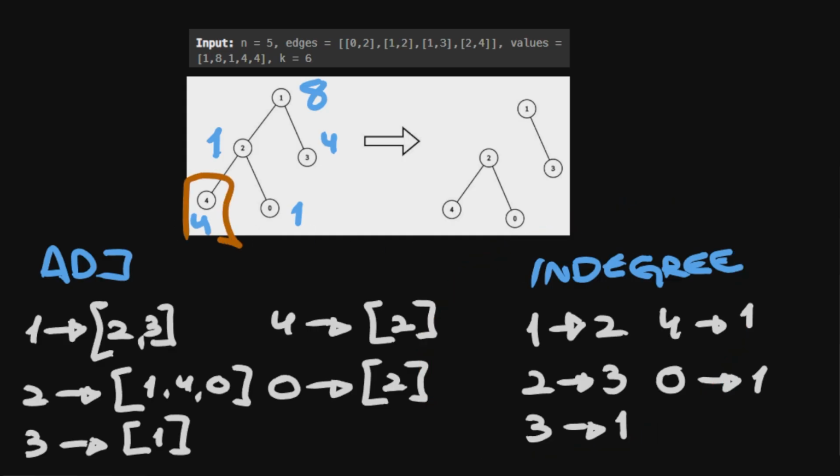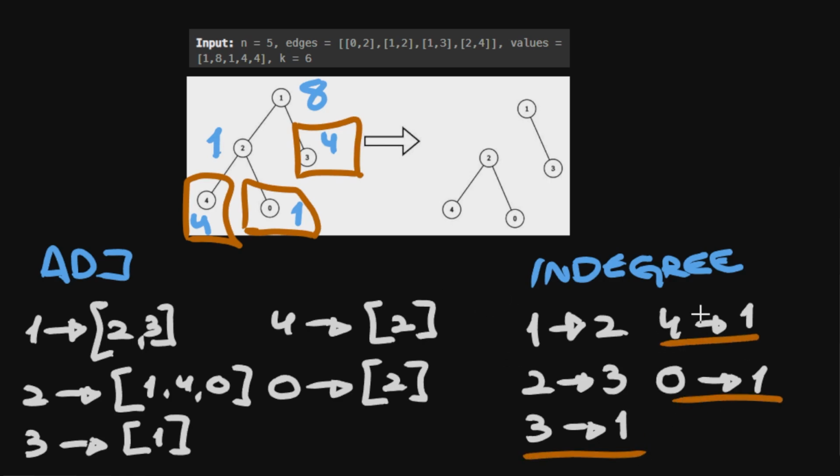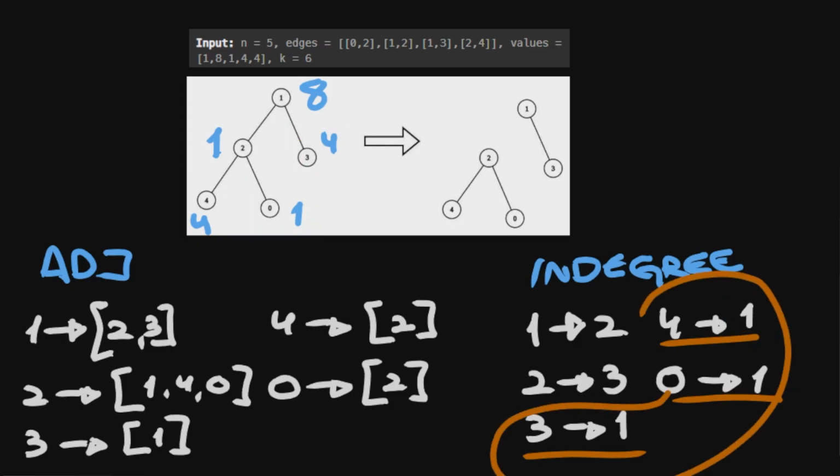How do we know where the leaves are? Well, we know that they need to have an in-degree of 1. So we know that this is a leaf, this is a leaf, this is a leaf, because these values are 1. And we are using this as the source for our BFS.